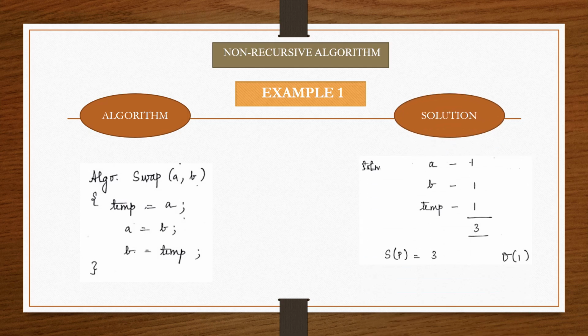Here I have used a variable A, so the space for that variable is 1. I have used another variable B, and the space for that variable is 1. I have used a third variable temp, so the space for another variable is 1. So totally it is 3. Since it is a constant, the order is O(1).